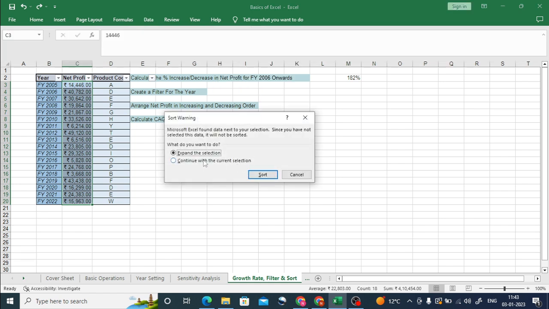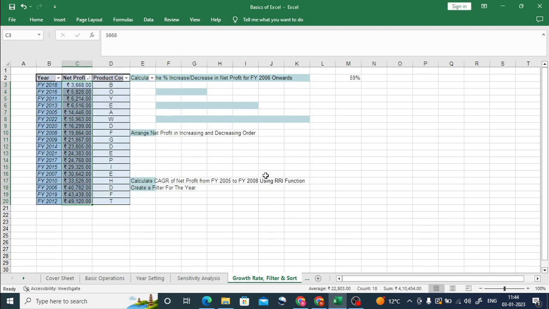Now it is asking, since we have selected only the net profit cells, right? It is asking should it expand the selection, which means should it expand it to the year and the product code as well. So we simply let it be the way it is, we don't expand the selection, and we hit the sort button. As you can see now, we have the net profit in an increasing order. It is increasing and all the years have been sorted by itself.